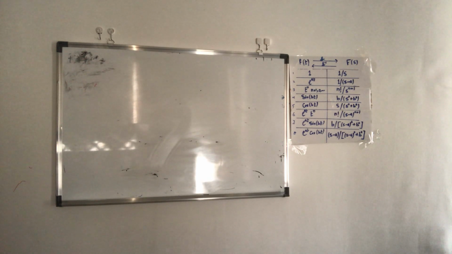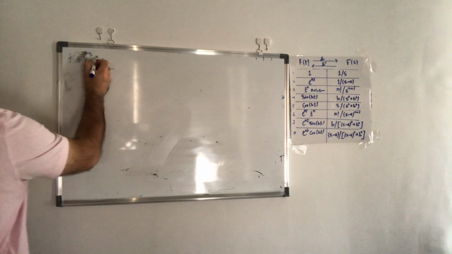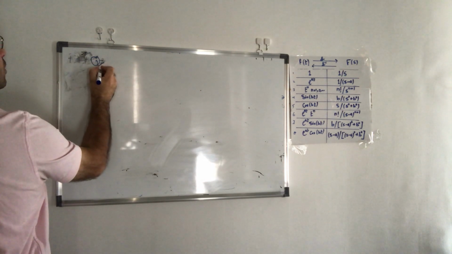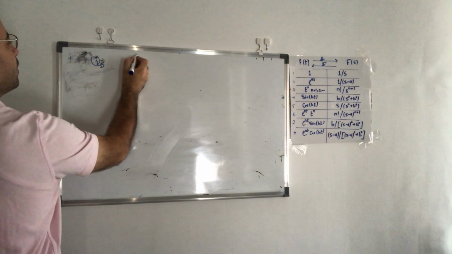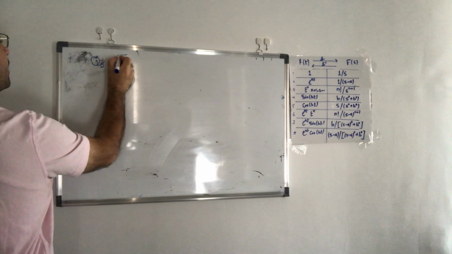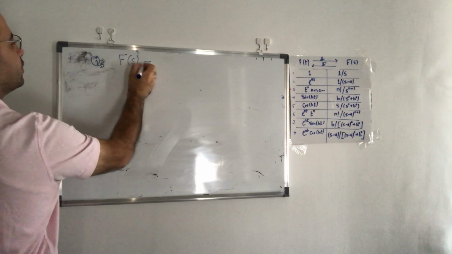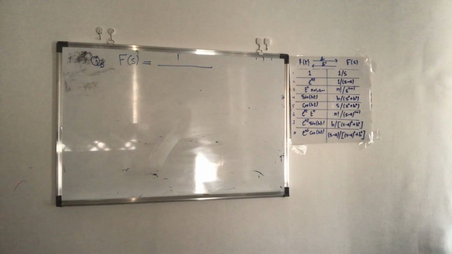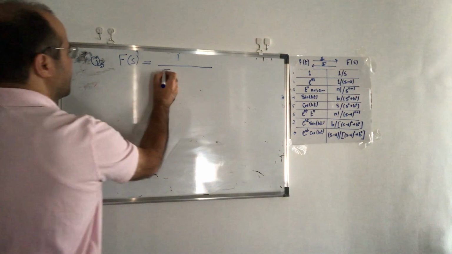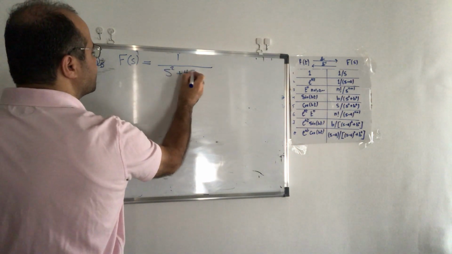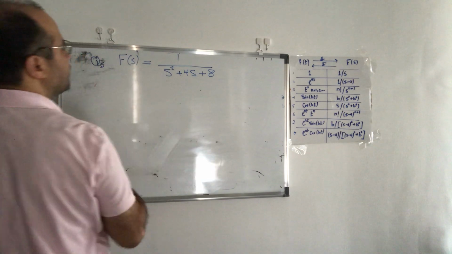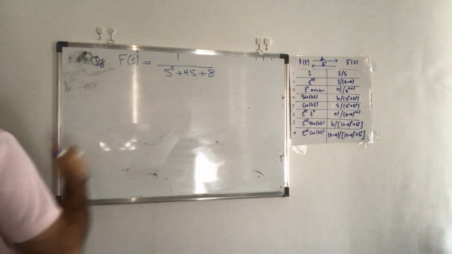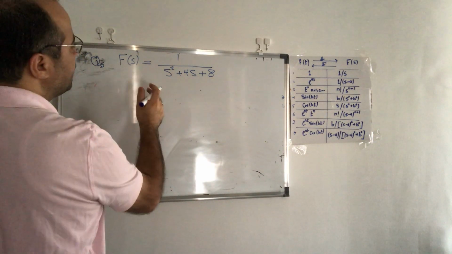Now let's go with question number 5, just to show you all the cases, or almost all the cases. You have f of s equal to 1 over s squared plus 4s plus 8. Let me show you the difference when to use sine and when to use cosine.